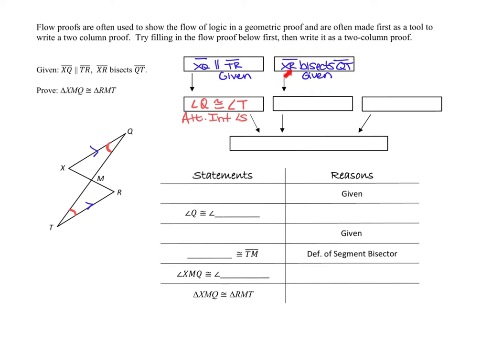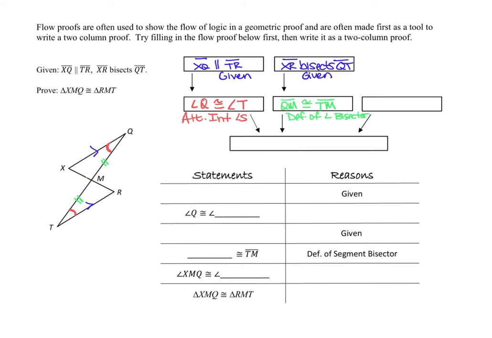Next, let's look at this other given piece of information. This segment XR is bisecting or cutting in half segment QT. So that's going to lead to segment QM being congruent to segment TM. So we have one other box here that we have to fill out to prove that the triangles are congruent. So we have an angle, we have a side, and we're looking for something else. So what else can we look for here in the middle?